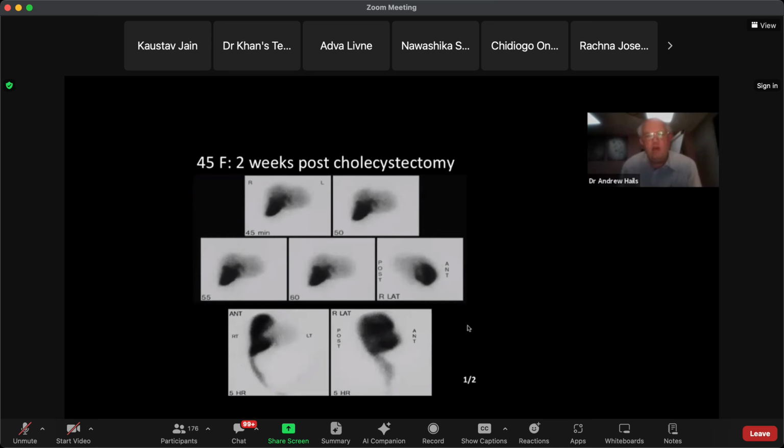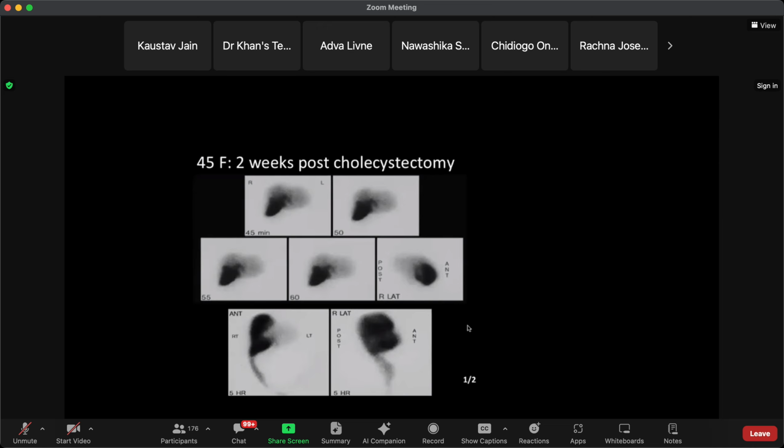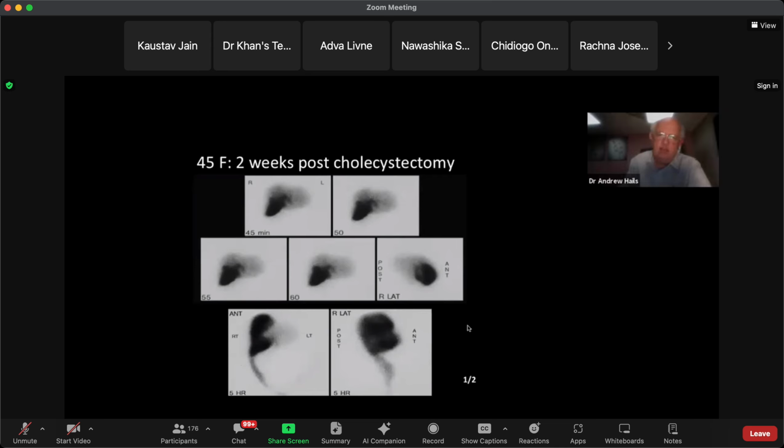What might be the cause of their abdominal pain? They have a biliary leak. Yes, that's right. So it's leaking down in the paracolic gutter. That's another feature of a HIDA scan, another use of a HIDA scan.